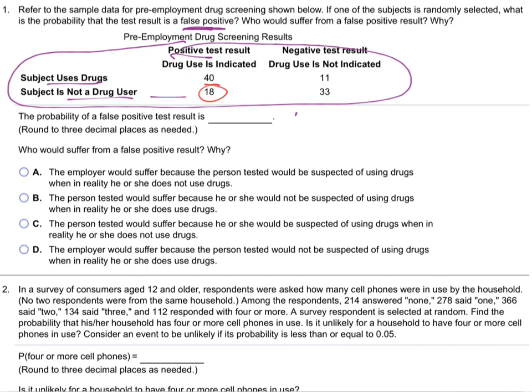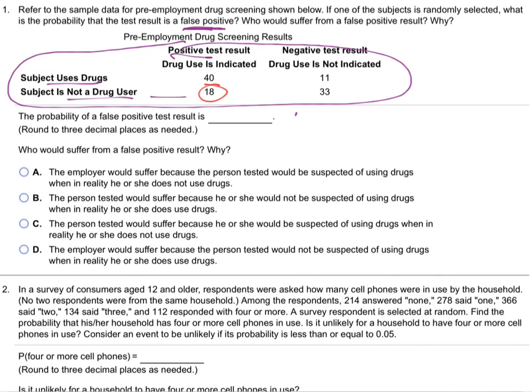How about the 11? They got a negative result, even though they really are drug users. That would be a false negative, right? Because it's negative, but it's false. They're really a drug user, and the result is negative. So that's different. That's a false negative. False positive has got to be a positive result, but one that's not true. So it'd be those 18. Now, it's not just 18.